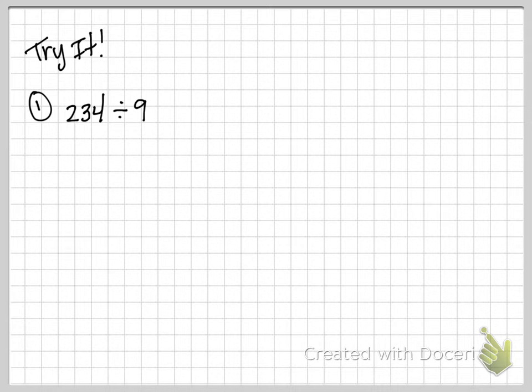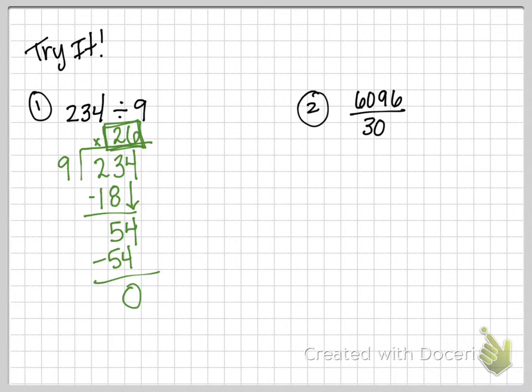In your notes, please copy these and practice the long division. 6,096 will go inside, underneath the long division sign, and 30 is our divisor. It goes outside. So let's do the division here. Let you try it a little bit in your notes, and then I'll go over it in about a minute.